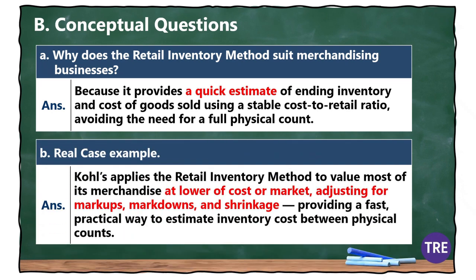Second, let's connect this to a real-world case. At Kohl's, the company applies the retail inventory method to value most of its merchandise at the lower of cost or market, adjusting for markups, markdowns, and shrinkage. This approach gives a practical, consistent estimate between physical counts, which is especially important for large department stores handling thousands of SKUs. So, the retail inventory method isn't just a classroom formula, it's a tool that major retailers use every day to manage accuracy and efficiency in their financial reporting.